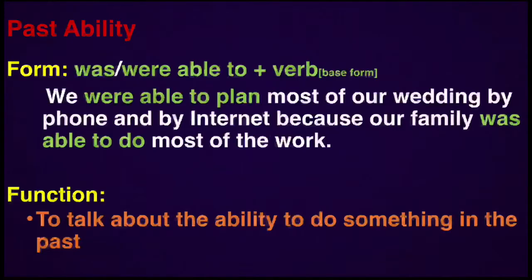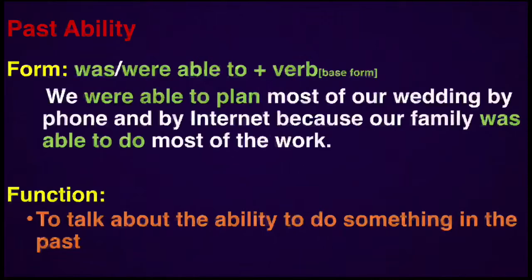Now let's look at some of the modal forms that we talk about the past. So this gets a little bit trickier because some of these modal words can be used for different things. And they're not only used for the past. So you have to use these in a specific context for them to mean what we're talking about here. So when we're talking about past ability, we can use was or were able to plus the base form of a verb. For example, we were able to plan most of our wedding by phone and by internet because our family was able to do most of the work.